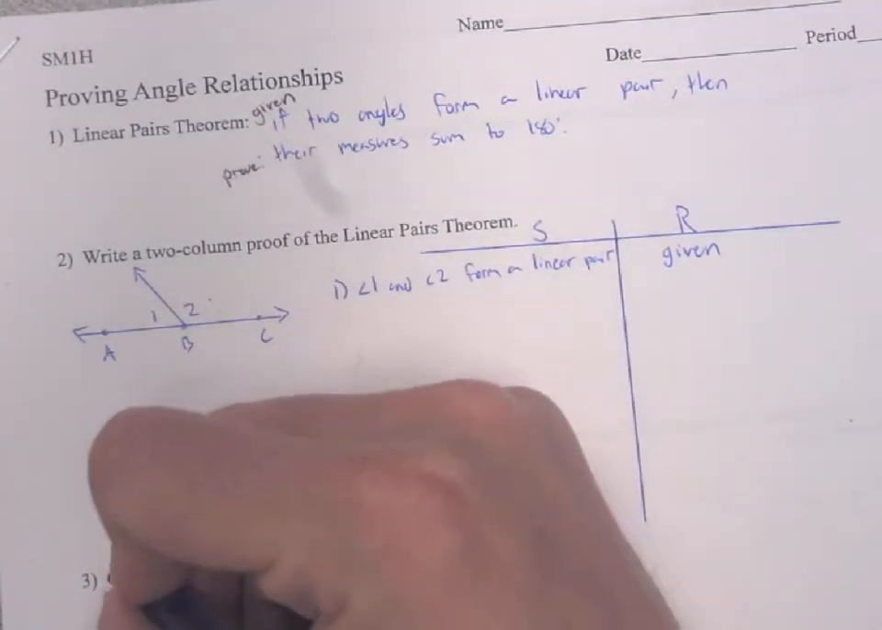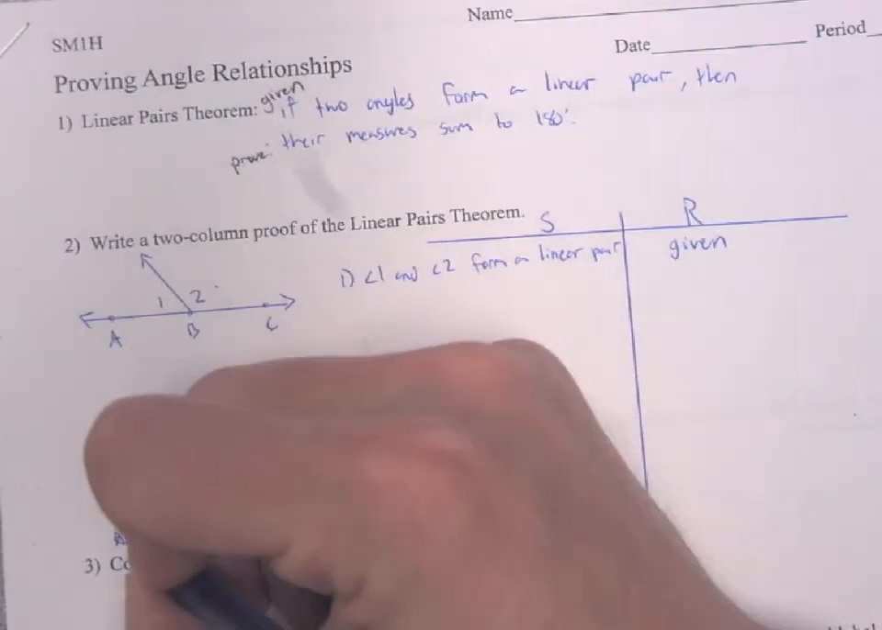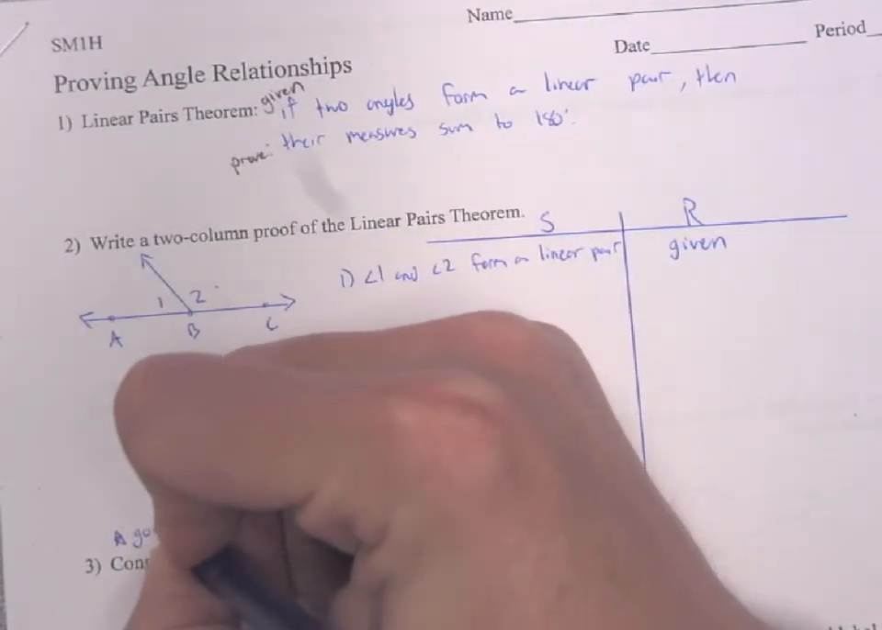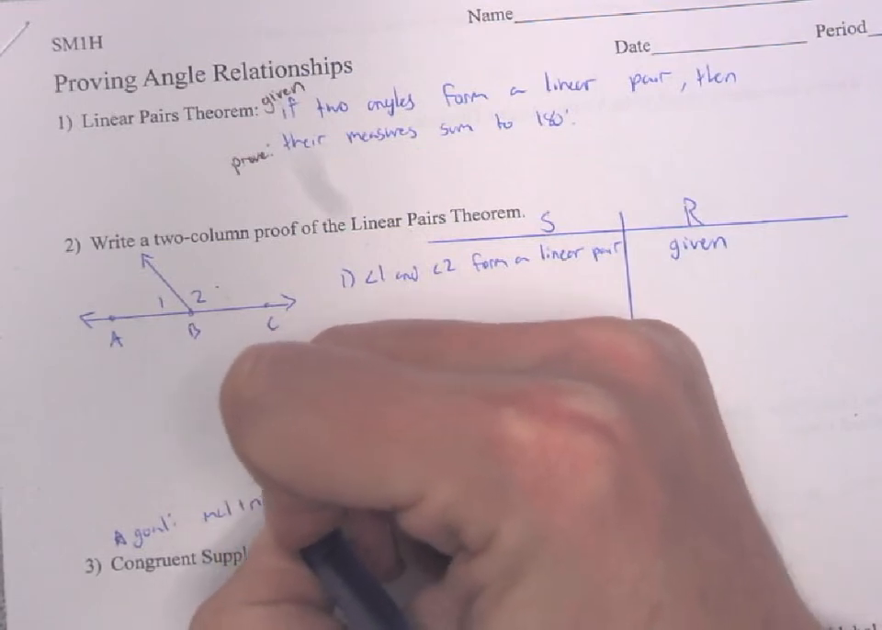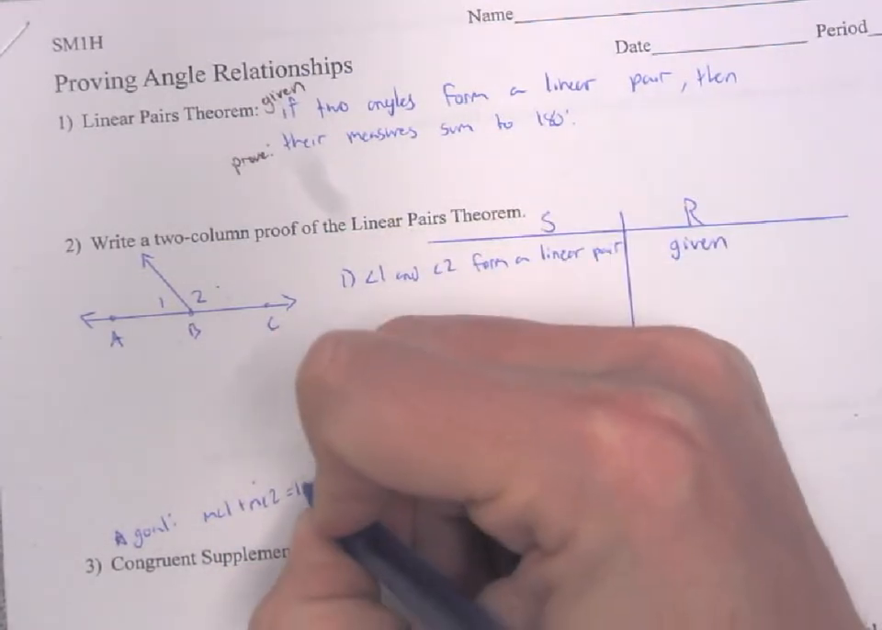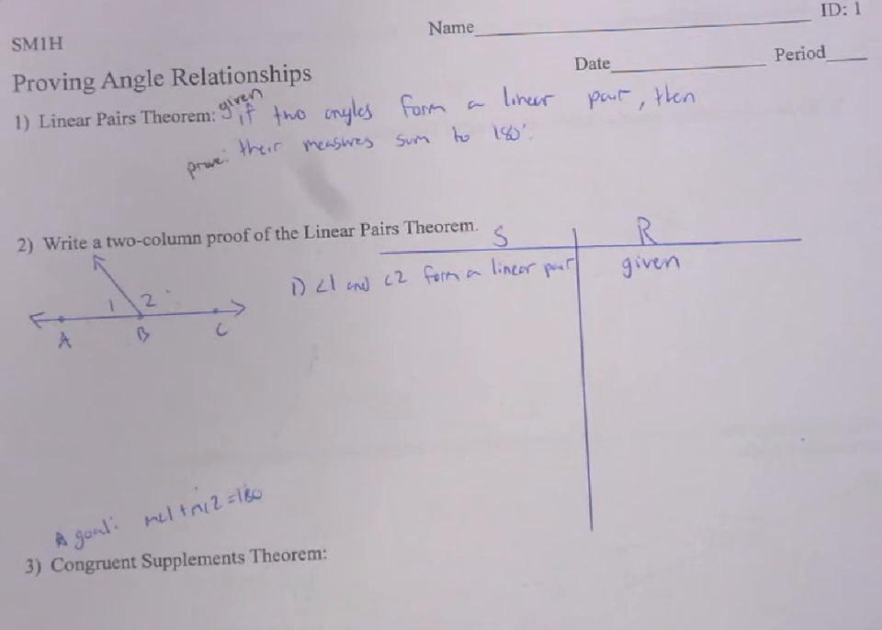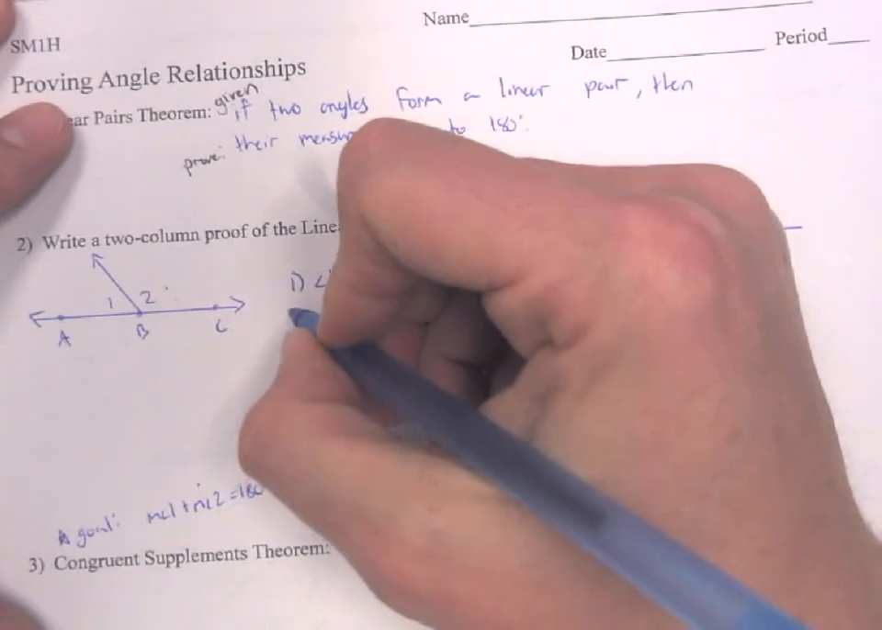I'm just going to write that off to the side. Our goal is to get the measure of angle 1 plus the measure of angle 2 equal to 180. Okay? Now in order to get there, we have to use definitions, postulates, or properties. Okay? So let's just kind of chain this reasoning together.